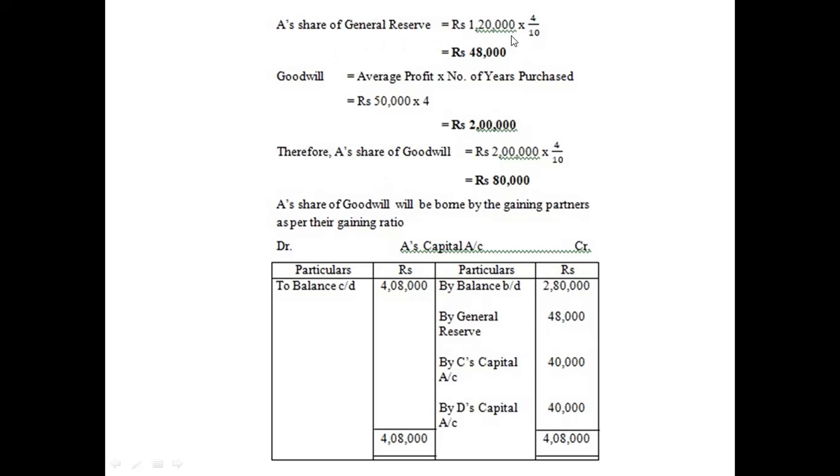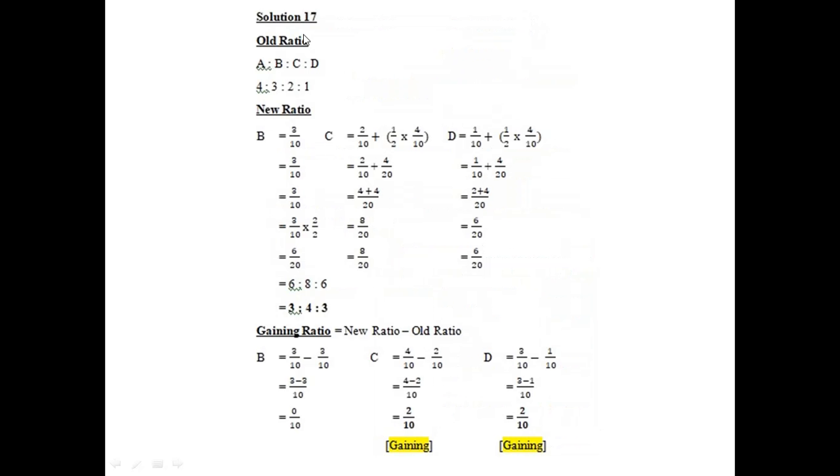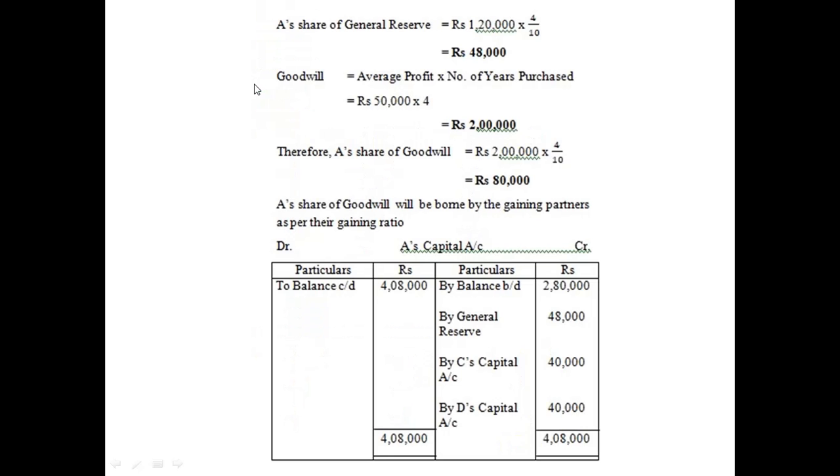Anyway, the amount of general reserve for the firm was 1,20,000, and A is a retiring partner. So A's share is 4 by 10, and we have to calculate the amount of A's share of general reserve, which equals 48,000. Now calculate the amount of goodwill. Average profit is already given, and number of years purchased is 4, so goodwill will be 2 lakh.